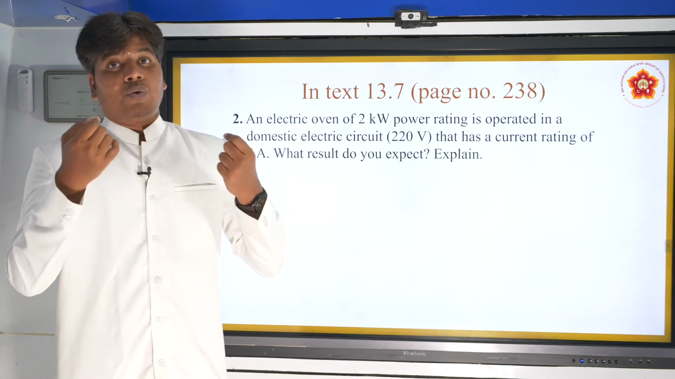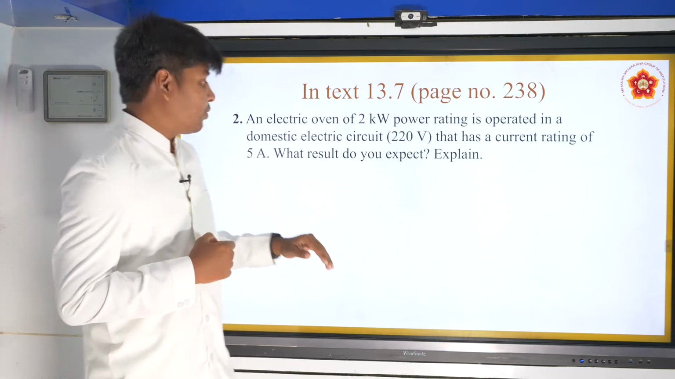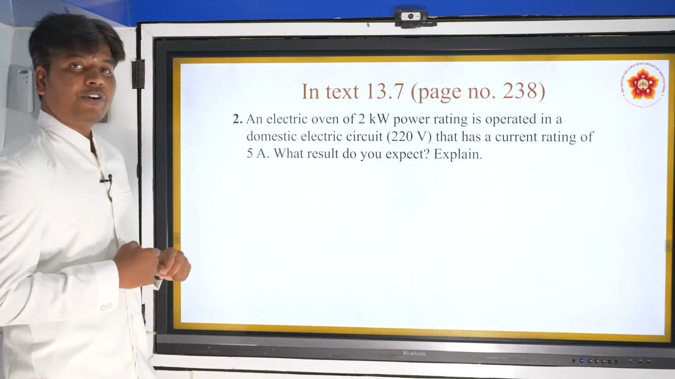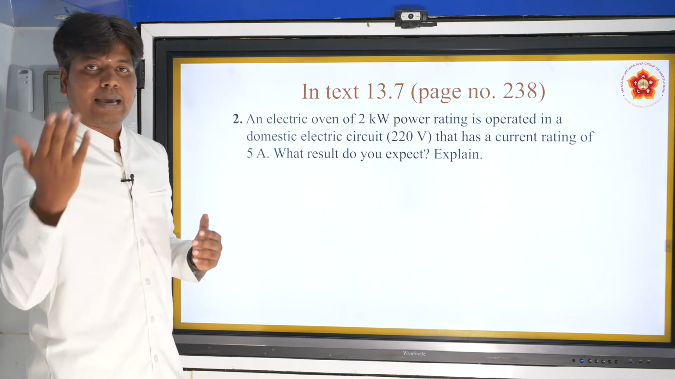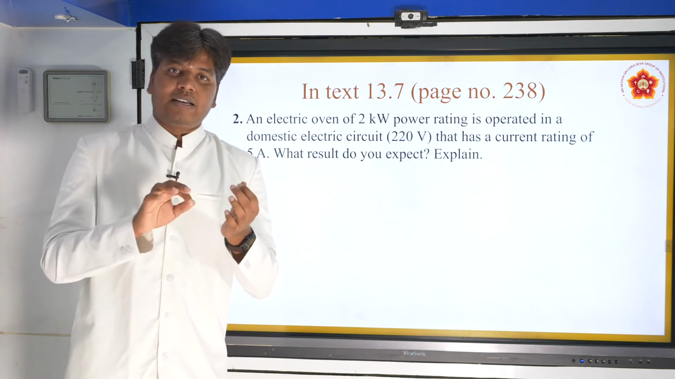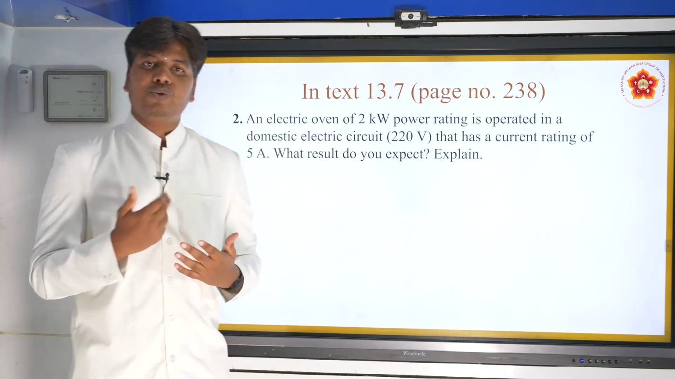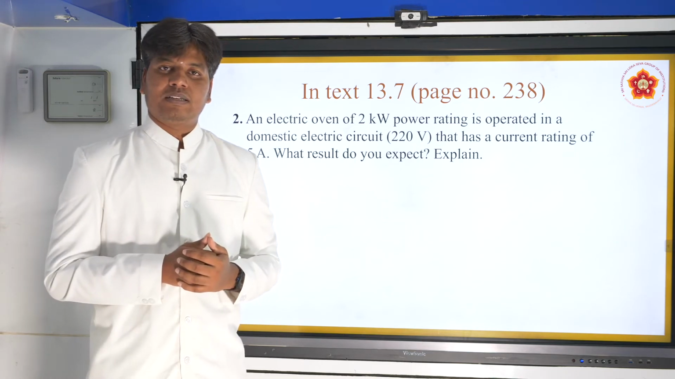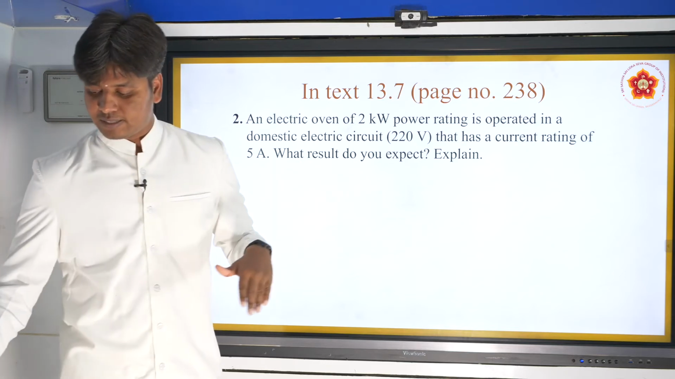And in what current rating line have we connected it? We have connected it in a 5 ampere line. It needs 9 ampere, but we connected it in a line that can hold a maximum of 5 ampere. What result do you expect? Is it not overloading? That's what the answer is.